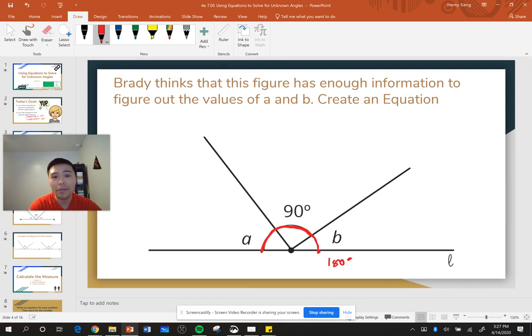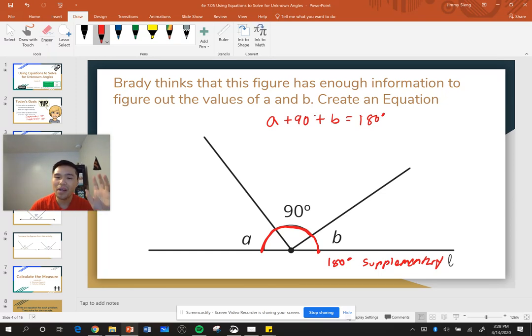Remember 180 degrees, what do we call that? We call that supplementary, okay? So if all of those are added up, they equal 180 degrees, I can create an equation by saying, well, I can add those all up together. So A plus 90 degrees plus B, and then all of that combined equals 180 degrees, okay? And that's our equation for that, okay?